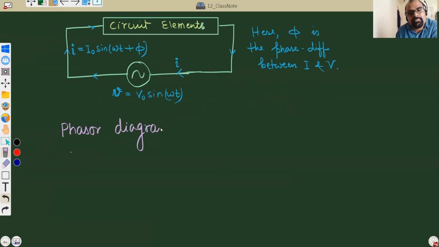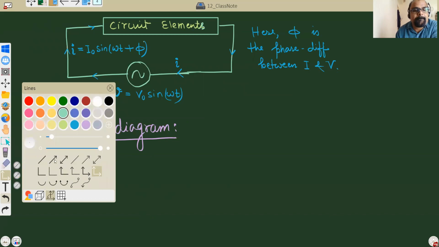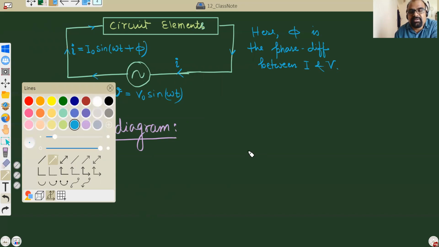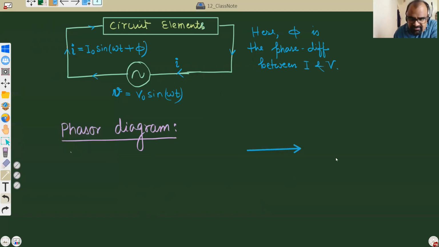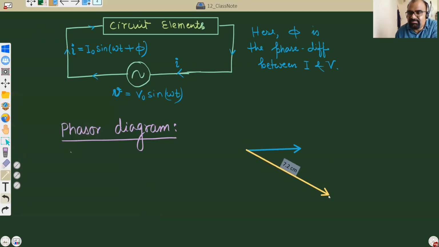Suppose we draw the phasor diagram. The current phasor is like this. Current phasor is always drawn horizontally, and the voltage phasor is supposed like this. Just by looking at this diagram, can you tell me which circuit it is, LR or RC? Out of these two, which circuit is this?